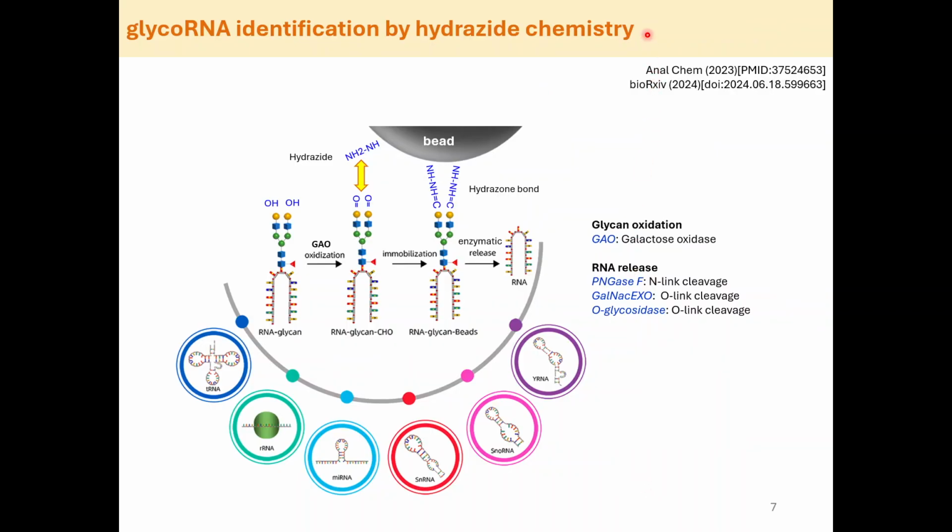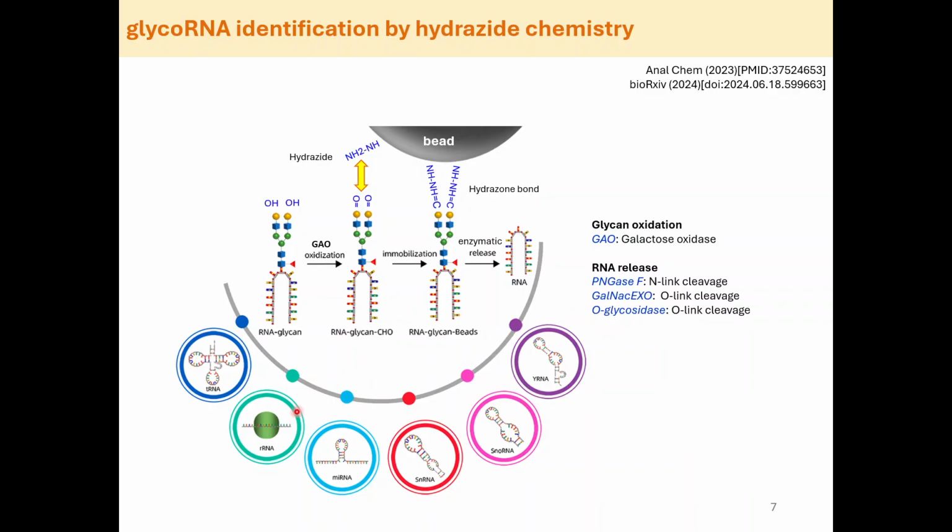Using another labeling chemistry, the glycan is oxidized by galactose oxidase, GAO. The hydroxyl group, OH, is oxidized into an aldehyde group and conjugated with hydrazide groups immobilized on magnetic beads. The captured glycoRNAs are released from the beads by glycosidase F, PNGase F, for N-linked glycoRNAs, or by acetyl-galactosaminidase, Galinase CEXO, or O-glycosidase for O-linked glycoRNAs.